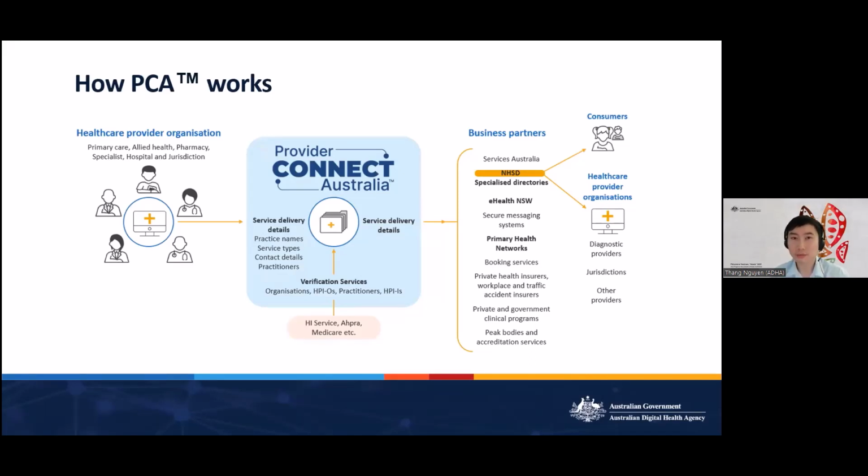Once you've logged into PRODA, you then register your organization to PCA. I'll go through a bit more detail about the registration process a bit later today. But once your organization is registered, you then add your information into PCA. That's information about where the practices in your organization are located and what kind of healthcare services are offered at each location. For example, your location in Brisbane City might have a general practice and a dental service as well. Your practice in Sydney might have physiotherapy and optometry only.